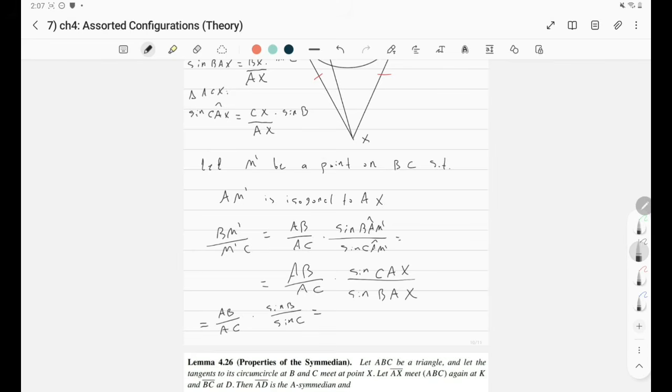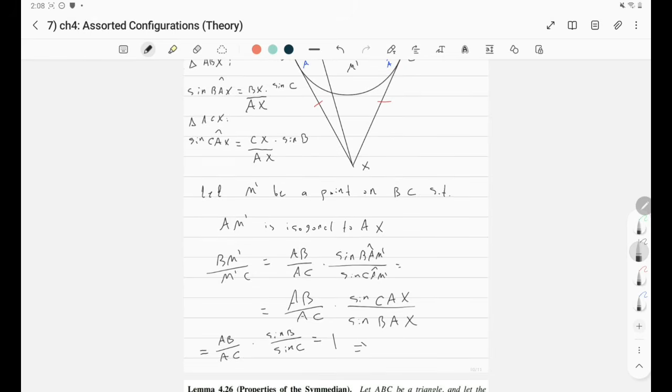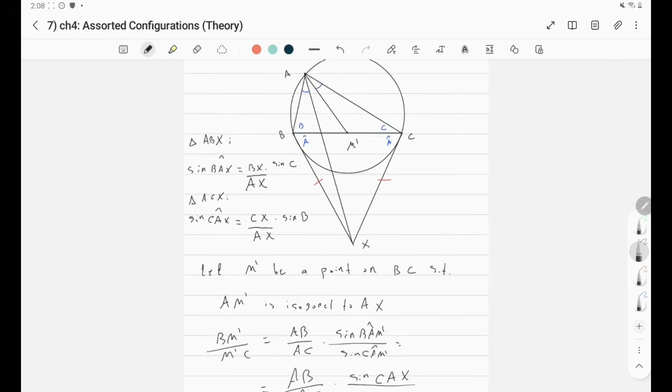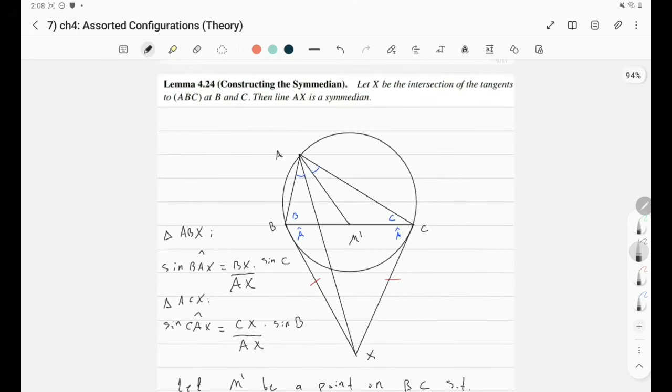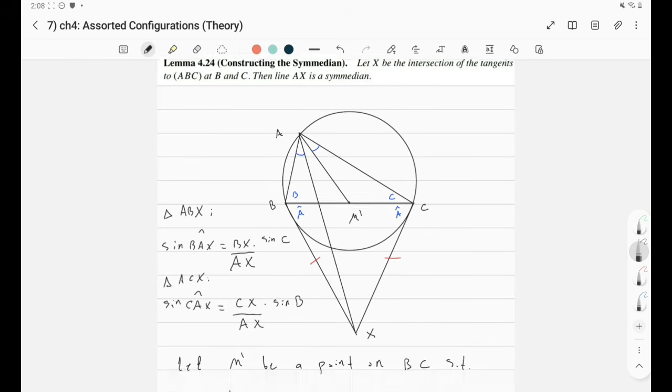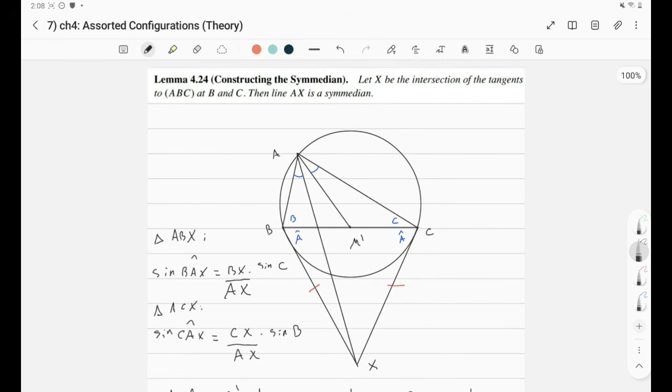But guess what? We already know that this is 1, because we know that AB over AC is just sine C over sine B. It's literally the law of sines in the original triangle. So yes, we're done. So that means just that M prime is the midpoint. So AM prime is median. And we're done. So M prime is M. Alright, so that was a very nice way to construct the Symmedian. Now we want to dive into more details and more nice properties regarding the configuration.